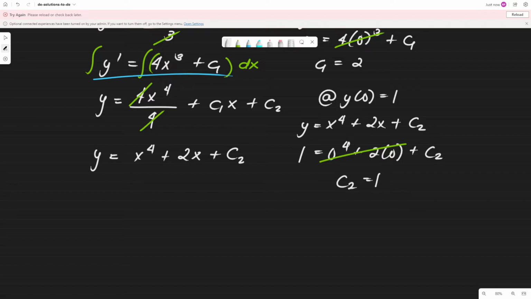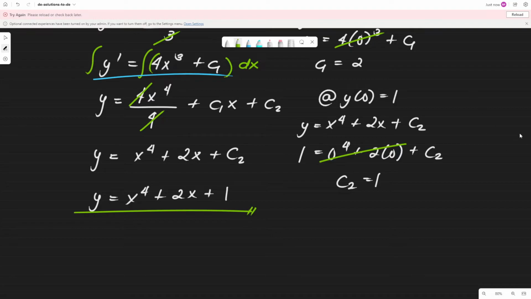So, substitute lang ulit natin, pabalik dito na sa x to the 4th plus 2x plus c2, kasi yun, c2 na lang hinahanap natin dito. So, you have y is equal to x to the 4th plus 2x plus 1. Ayan. This is our answer to this particular problem.